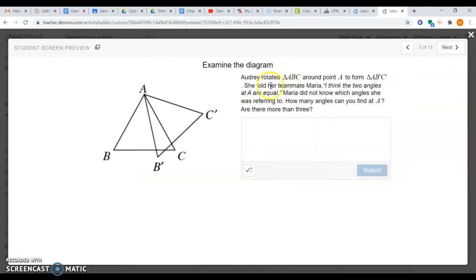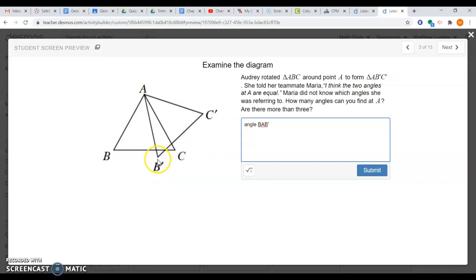Moving on, we have this point being rotated around that point A, so that we have these two triangles. It's saying how many angles can you find at point A? Are there more than 3? Okay? So one angle I see right away is BAB prime, and how I write that is angle BAB prime. I use the 3 letters to describe that angle. Okay? Now I will do one more.